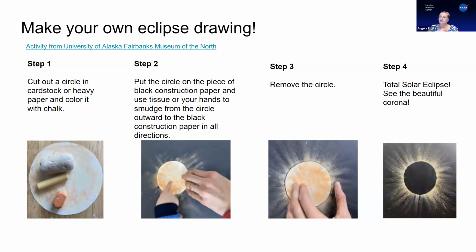And all it is, you take a piece of black construction paper, you get some sort of round piece of paper or cardboard, you color the cardboard or the paper with chalk. It's kind of better to do like the side of the chalk so you can cover more area at once. And then you just smudge it out and you remove the circle and you have your corona image. They're fabulous. It doesn't take that long. It's fun. It's easy. And then they can look at the image and say, do I see anything that looks like a solar flare or a prominence or various features that you would see on the sun.